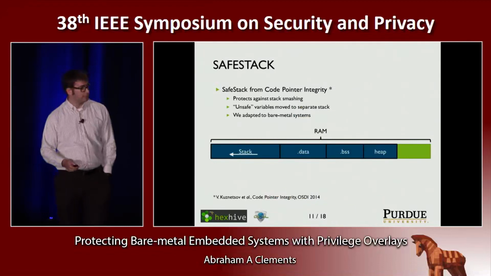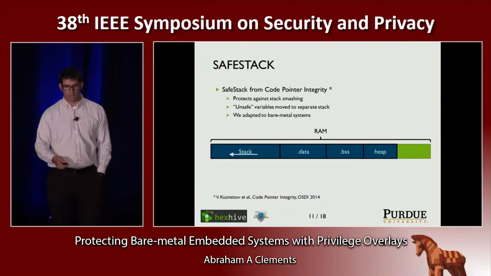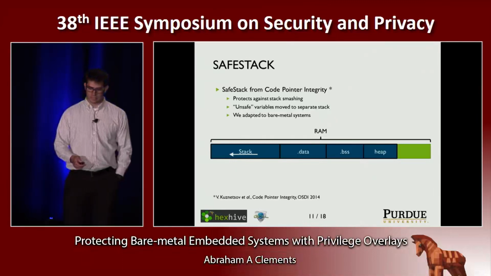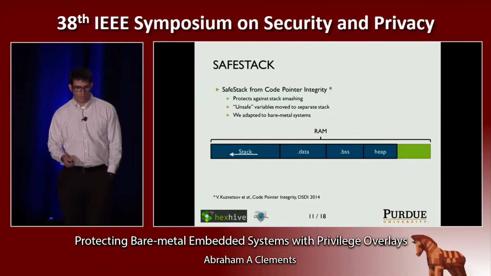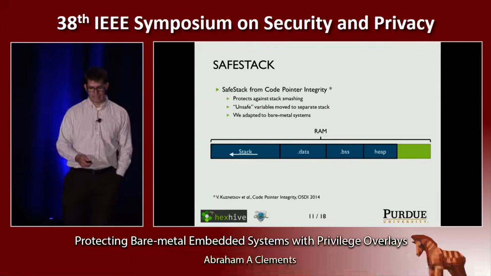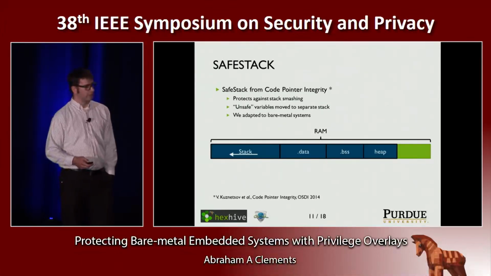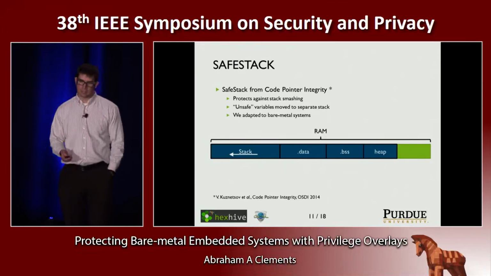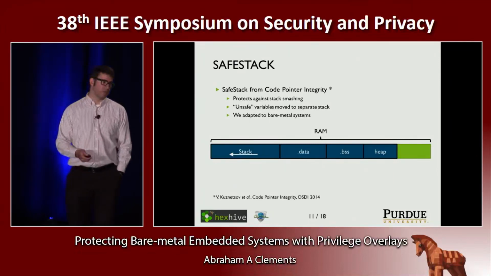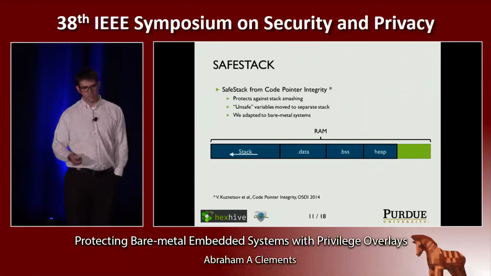To further protect the system, we apply defenses against ROP attacks. We use SafeStack and diversification. SafeStack is from the Code Pointer Integrity project from OSDI in 2014. It protects against stack smashing. The way it works is it does static analysis on the program, identifies any variables that are unsafe, and moves them to a separate unsafe stack.